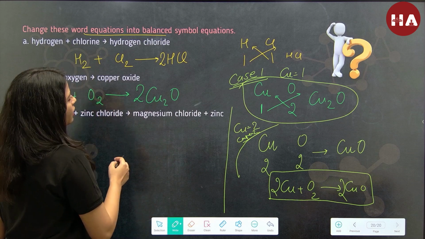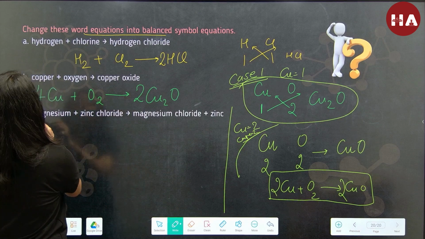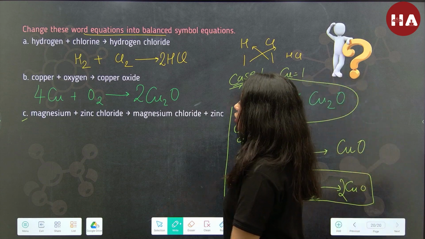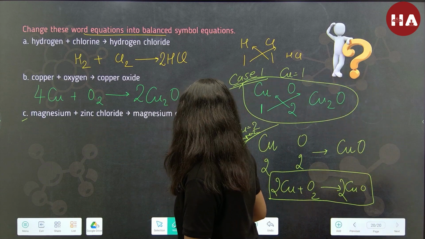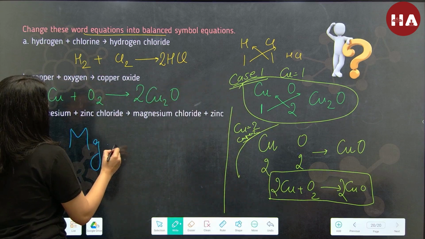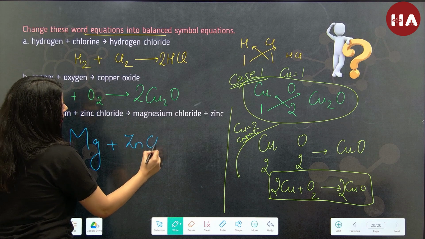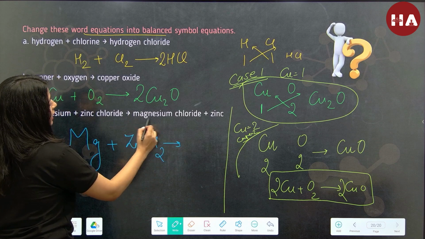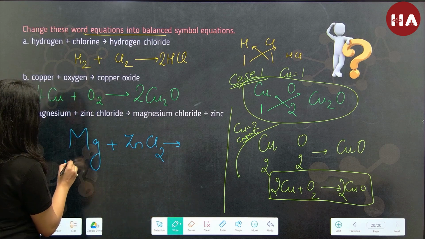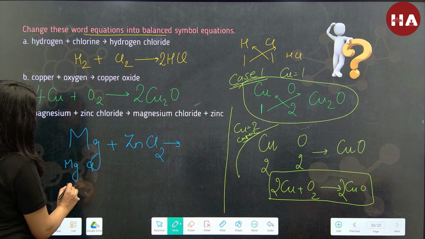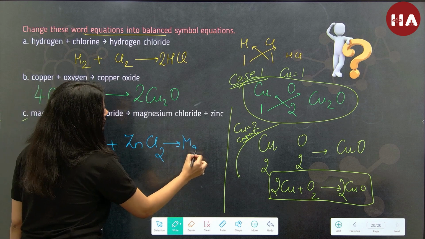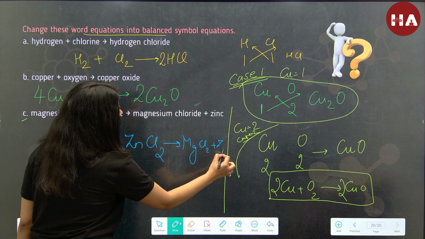Next is your C part, magnesium plus zinc chloride. Now let's try to write this down. Magnesium is Mg plus zinc chloride is ZnCl2, right? It will give magnesium chloride plus zinc. So how will I deduce the formula for magnesium chloride? Mg and Cl. Mg valency is 2, Cl is 1. We'll crisscross and this will give me MgCl2. MgCl2 plus Zn. Okay, this will be the reaction.